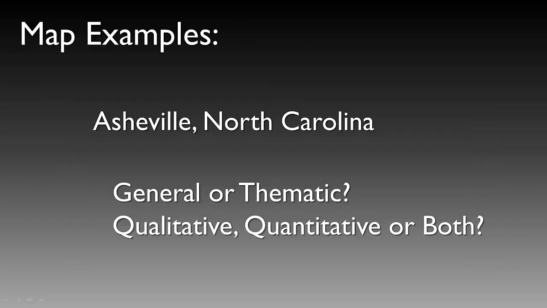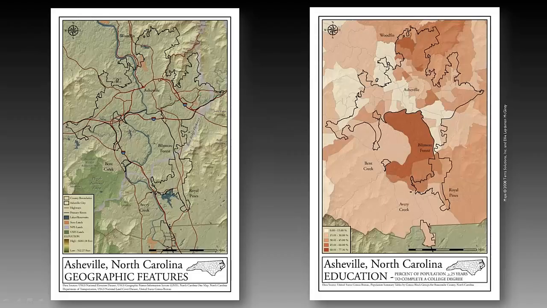Here are several other map examples of Asheville, North Carolina. While we're looking at these, consider whether they're general or thematic, qualitative, quantitative, or perhaps both. As you can see in this slide, on the left is a map of Asheville, North Carolina showing basic geographic features along with elevation information and transportation networks. On the right, we have some thematic data showing education within and around Asheville, North Carolina.